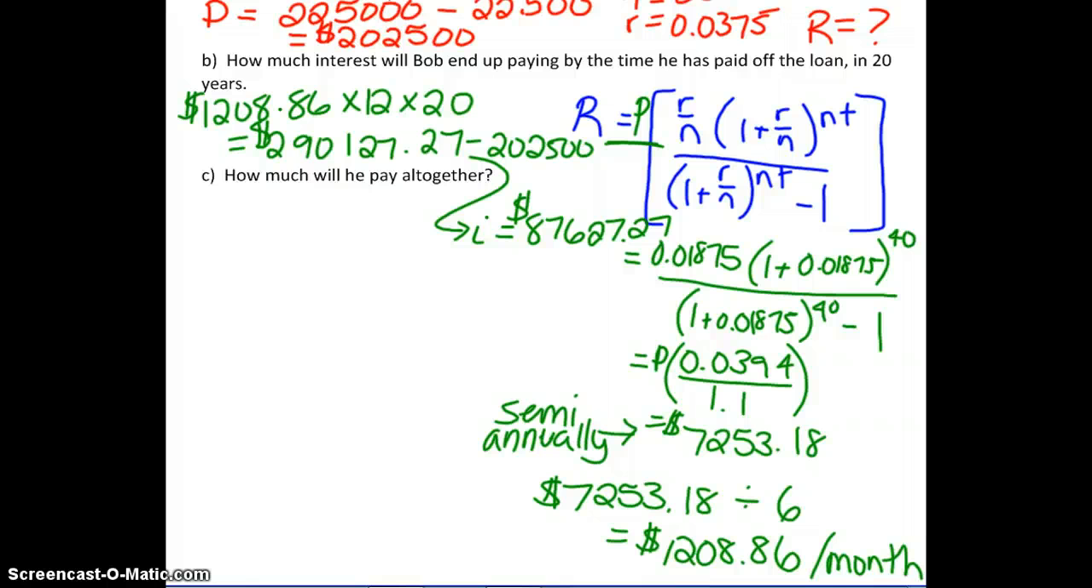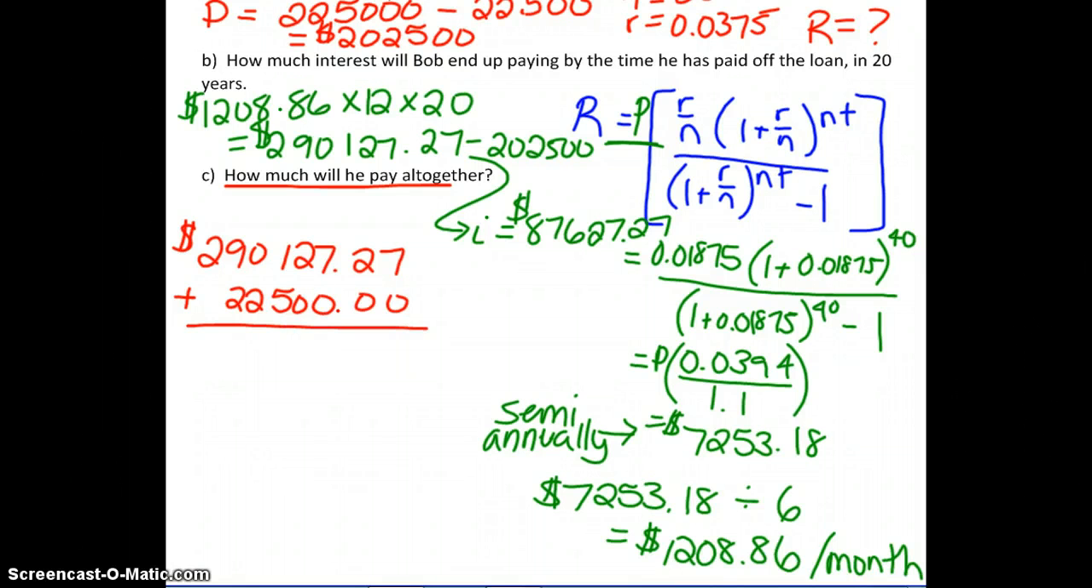So how much did he pay in total? We need to take the $290,127 that he paid to the bank and add that to the $22,500 that he put down to get a total of $312,627.27, which is what he ended up paying for his $225,000 house over 25 years.